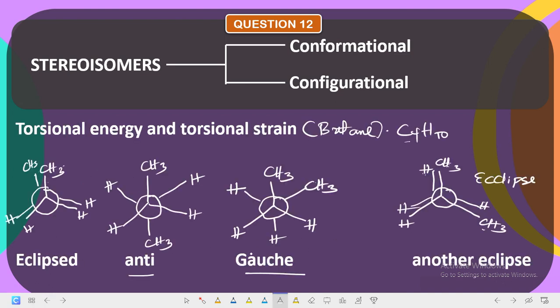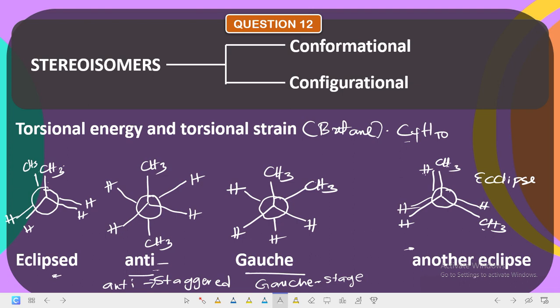Now, before I go, in this configuration, the staggered is more stable compared to the gauche staggered. This staggered one, which is the anti-staggered, is more stable compared to this gauche staggered. Then among the two eclipsed, you agree with me that this one will be more stable than this, because in this one the two bulky groups are close together. Are you getting it now? So that is that. The anti is more stable.